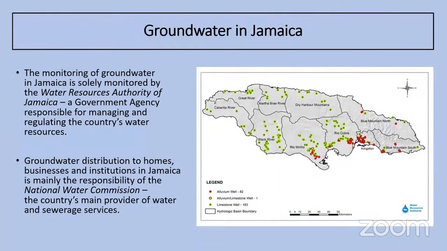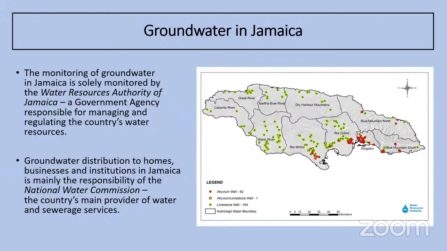This is just groundwater in Jamaica, a synopsis. Groundwater in Jamaica is mainly monitored, and solely monitored, by the Water Resources Authority of Jamaica, which is a government agency responsible for managing and regulating the country's freshwater resources. Even before water is distributed to you, the WRA plays a role in identifying and ensuring that water is available somewhere before it's distributed to you. As the map shows, you're looking at some watersheds. The green dots and red dots are basically areas in which the WRA regularly monitors groundwater across the country.